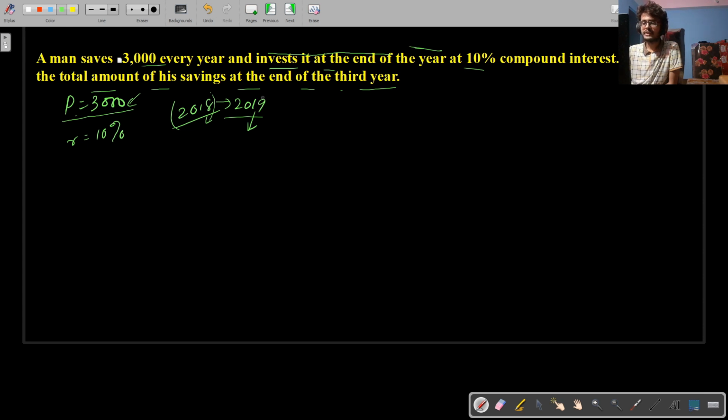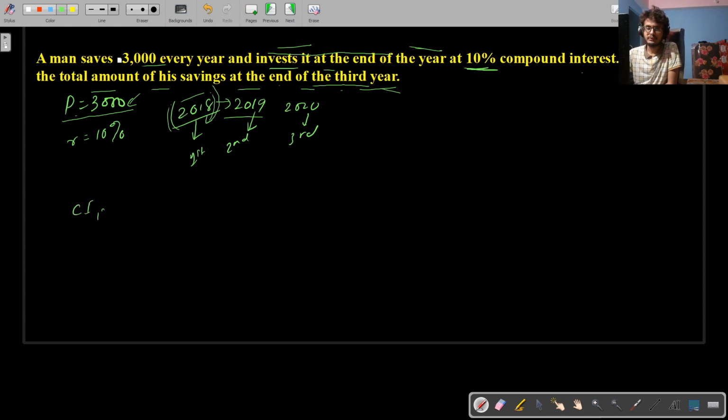So at the end of the third year, this is the first year, this is the second year, and this is the third year. In this kind of question, you need to understand what the question is trying to tell. If I am understanding it well, this guy saved his money during a particular year, then invested it the next year. Calculate the total amount of his saving at the end of the third year. So let us find it.